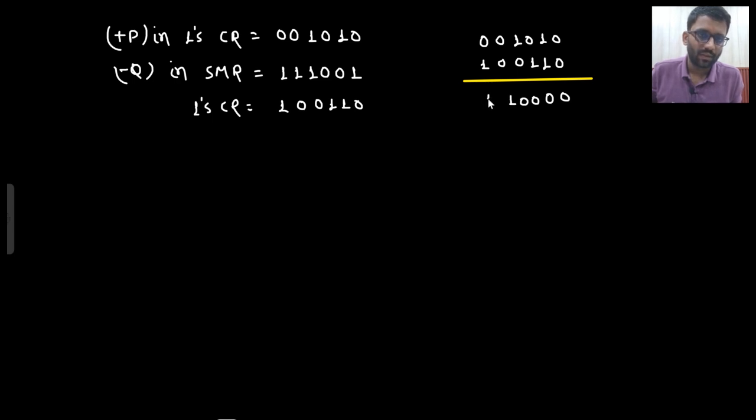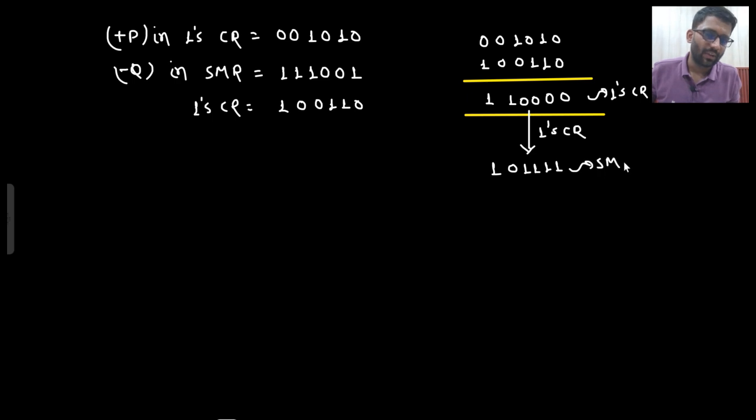1, 1 and 1, right? So this is the answer, which is in 1's complement form only. This answer is in 1's complement form. So if you need to get the answer in sign magnitude form, then what do you need to do? To get the answer in sign magnitude form, this is what you need to do. So this answer will be in sign magnitude representation. So yeah, this is the correct answer.